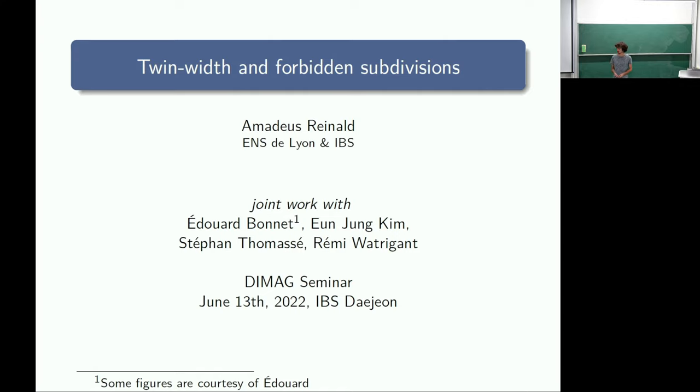So I'm going to talk about treewidths and forbidden subdivisions. This is joint work with Edouard Bonnet, Eun-Jung Kim, Stéphane Thomassé and Rémi Vatrigan. Treewidth is a graph parameter introduced by my co-authors 2 years ago, and in this talk we look at the structure implied by graphs of high treewidth.